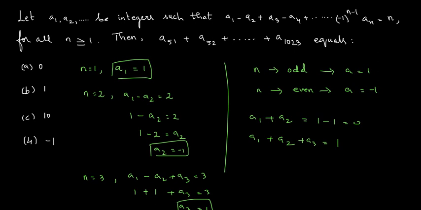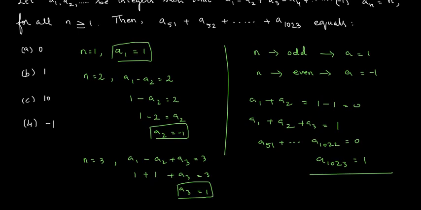Or else let's take a51 up to a1022, which is equal to 0, because the odd and even terms, minus 1 and plus 1, get cancelled. Now the remaining term is 1. So adding this, the series a51 up to a1023 will be 1. So our option B is the correct answer.